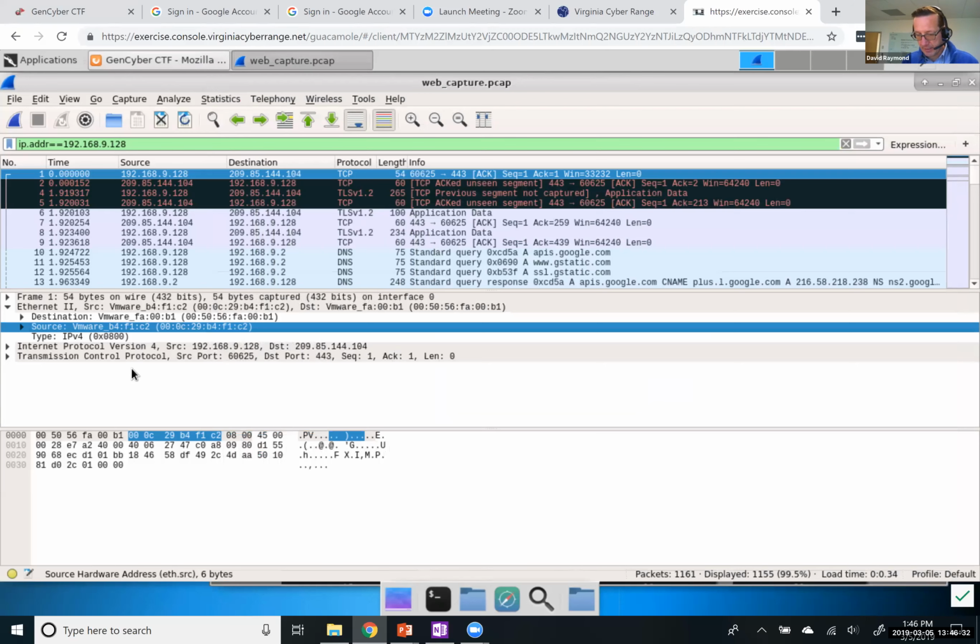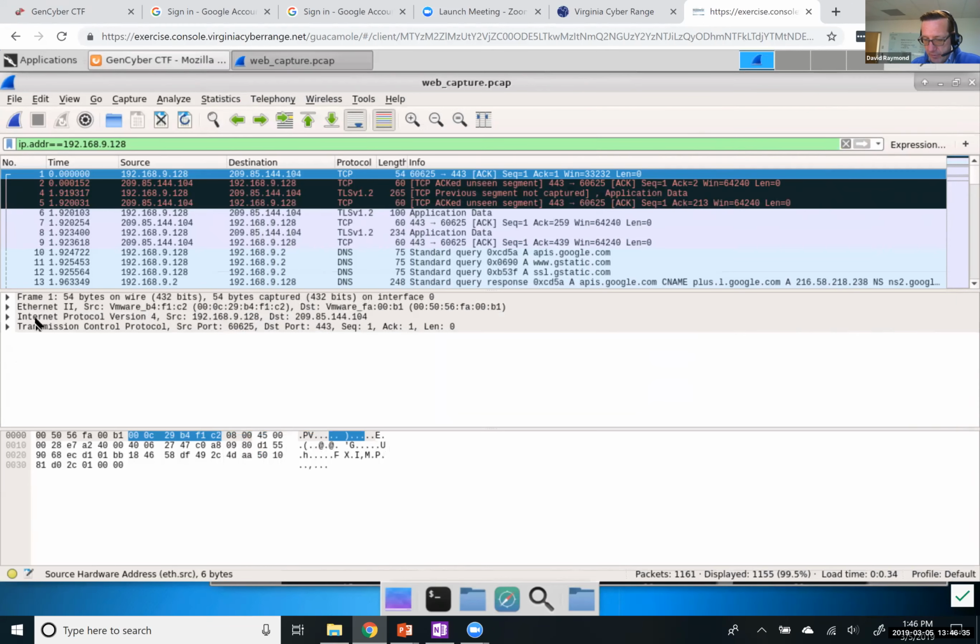So, again, how did we get that? The challenge gave us an IP address and it asked for the MAC address. So we looked for a packet with that IP address. We found the very first packet here, and it's got a source address of 192.168.9.2128. That's the address we're looking for. And the MAC address is the layer 2 address that's associated with that source address. So if I look at the source MAC address, then I see that it's 000C29 B4 F1C2. And I put that in, and that's the correct answer to that challenge.